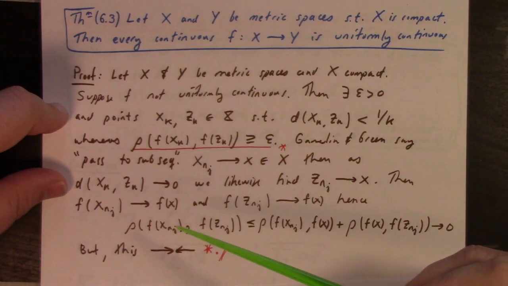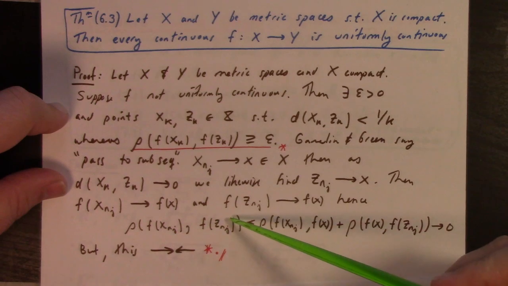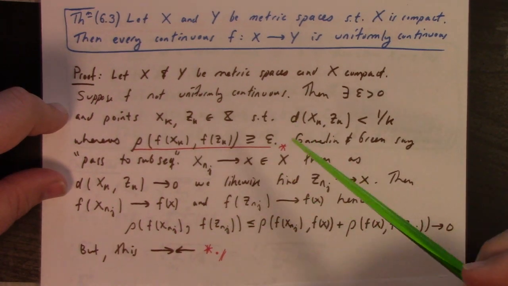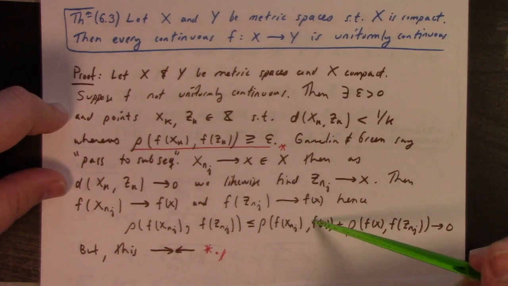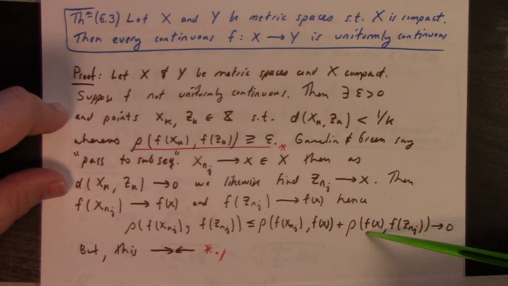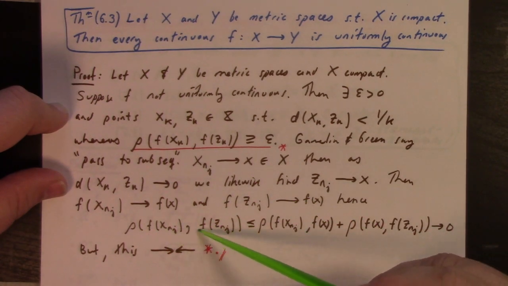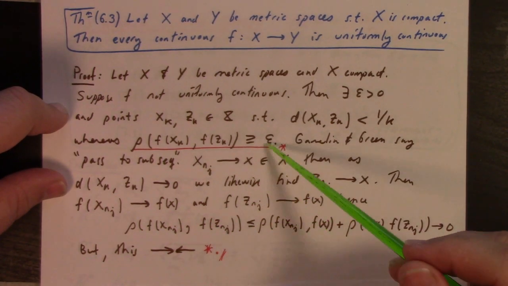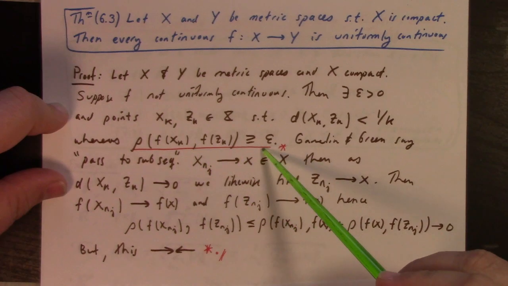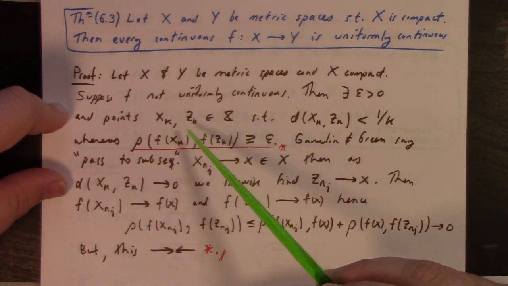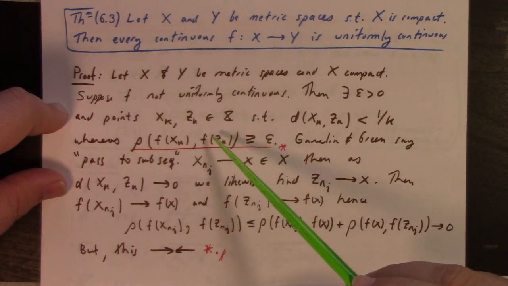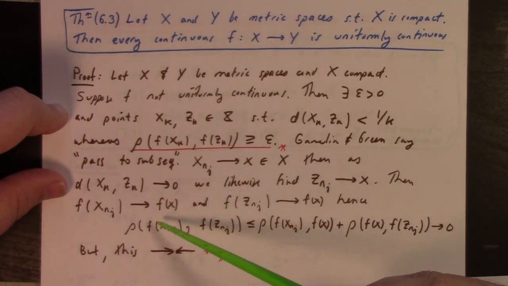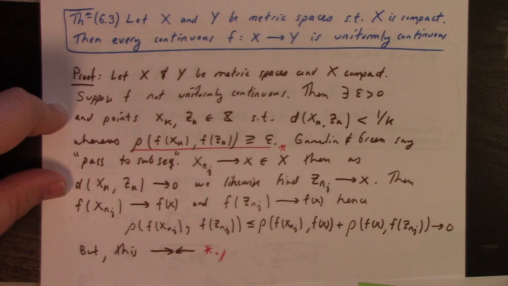Consequently, the distance between f of x of n sub j and f of z of n sub j is less than or equal to, by the triangle inequality, this. But both of these are going to 0, right? Which says that this is going to 0, but that violates the star right here, because we assumed that these can't be made arbitrarily small as k goes to infinity, and yet they can be.